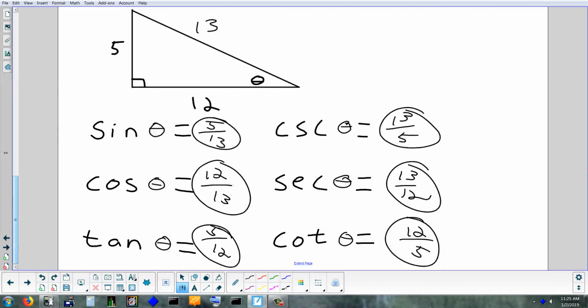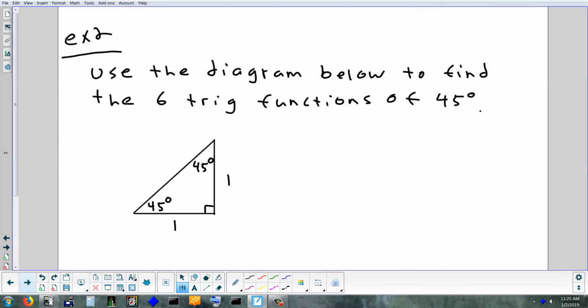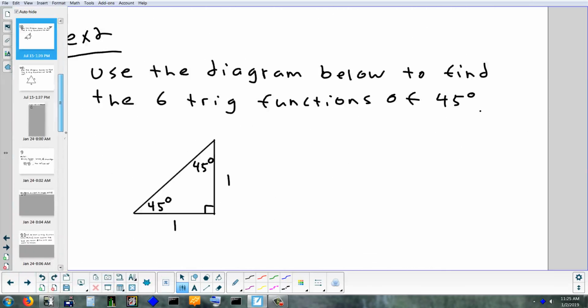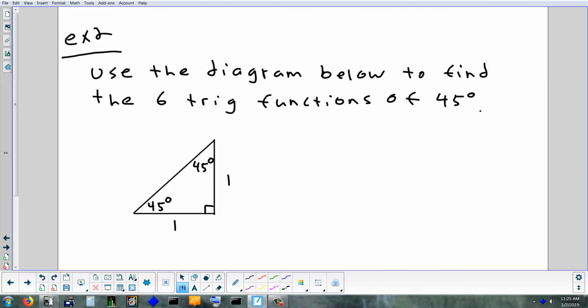Any questions on that? All right. All right, so let's use this diagram and try to find the 6 trig functions of 45 degrees. I mean, you can do some of it right now, but really there is something you should find first. Kaya, what should I find first? The hypotenuse. Yeah, we can find the hypotenuse. I mean, you can do tangent and cotangent as it is right now, but you can't do anything else.